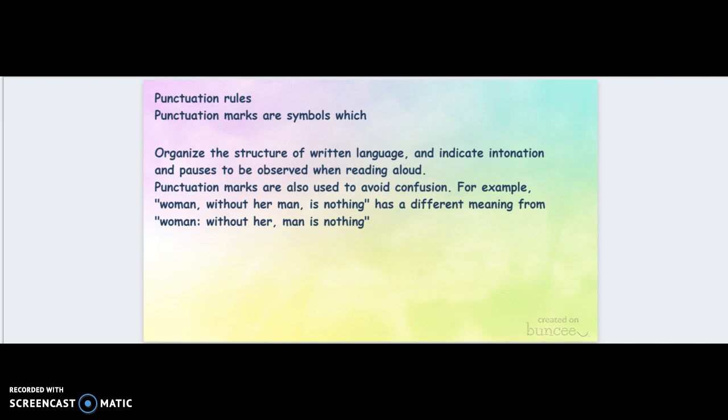Punctuation marks are symbols which organize the structure of written language and indicate intonation and pauses to be observed when reading aloud. Punctuation marks are also used to avoid confusion. For example, let's take a look at this first sentence.